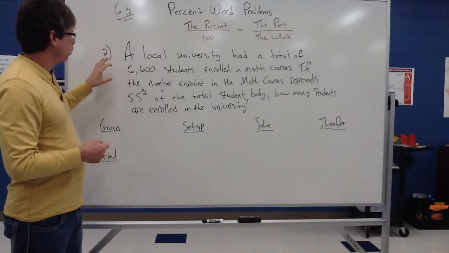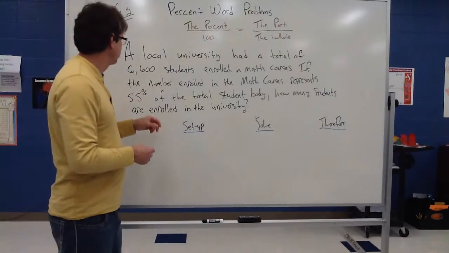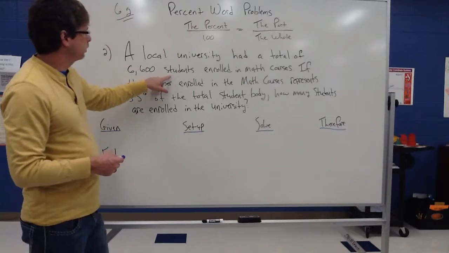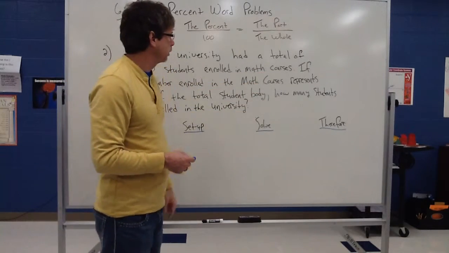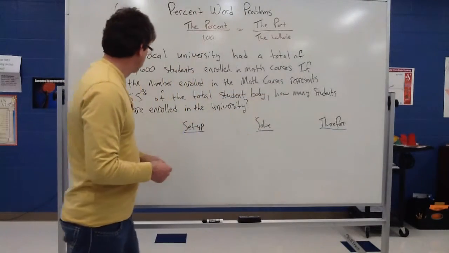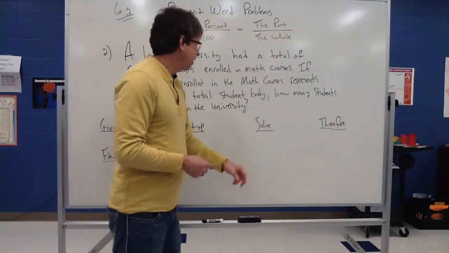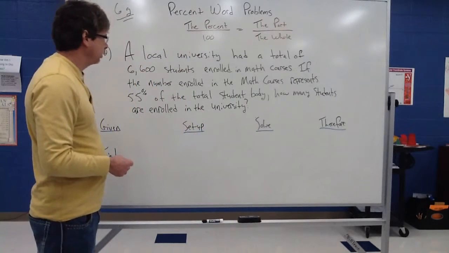So let's look at this word problem here. A local university had a total of 6,600 students enrolled in math courses. If the number enrolled in the math courses represents 55% of the total student body, how many students are enrolled in the university?